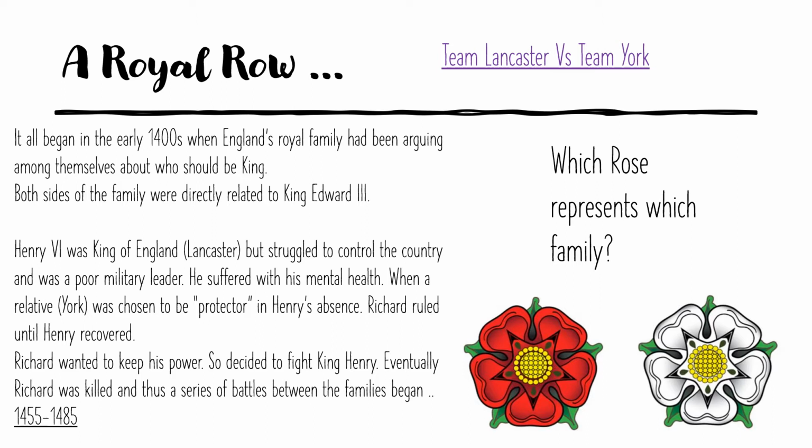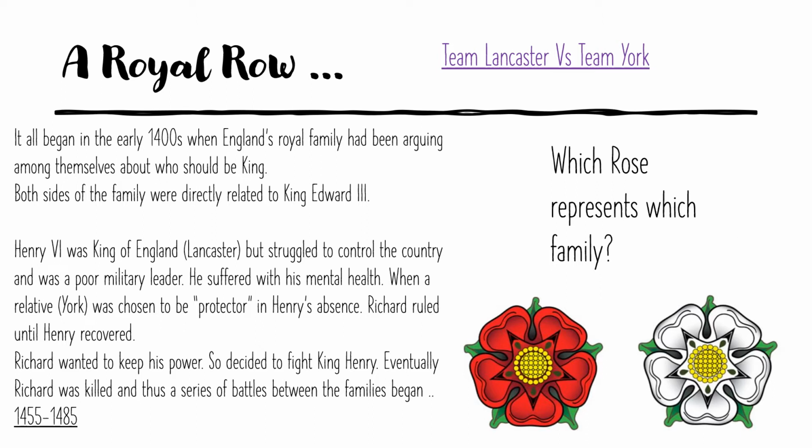And we know this isn't the first time this has happened. Look at what happened in 1066. We had 4 different contenders for the throne and they couldn't decide who was going to be king, so they settled it over a battle. And what happened was both sides of the royal family were directly related to King Edward III, and when he died they couldn't decide who should be king.